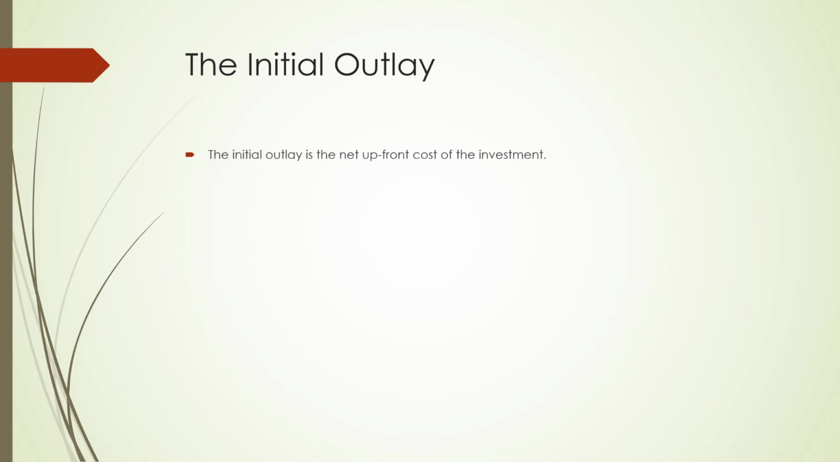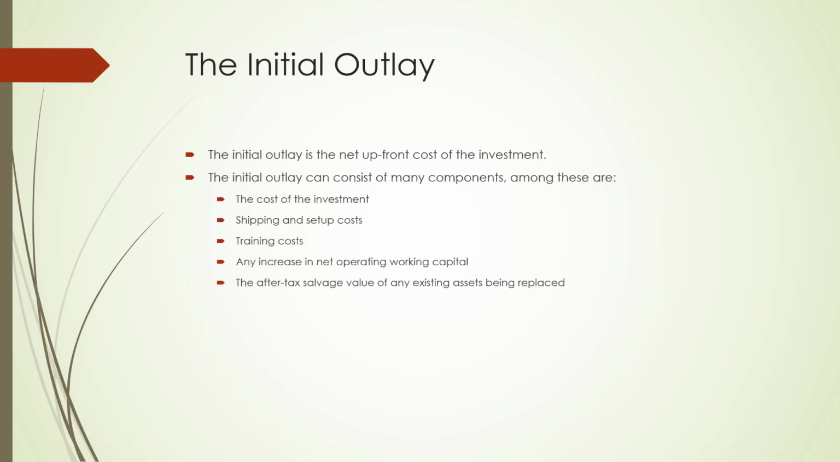So remember that the initial outlay is the net upfront cost of the investment. There can be a lot of things going on at the beginning of an investment. So clearly, you have to pay for the building or the machine or the car or whatever it is that you happen to be buying. So that's the cost of the investment. Very often there can be some shipping costs, maybe some cost to set it up. So if it's a big machine, maybe you have to hire a crew to put it together in your factory or whatever. There might be some training costs. For example, if you're purchasing a new computer system, you might have to train your employees on how to use the software.